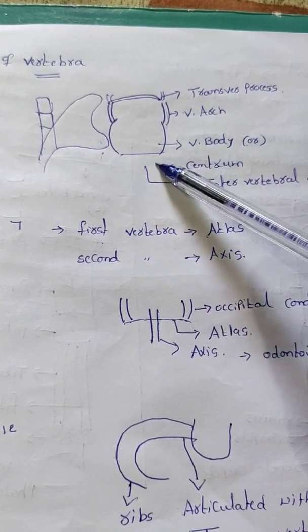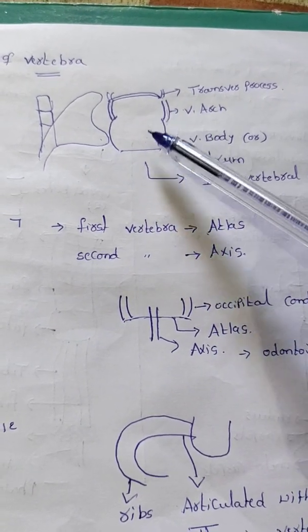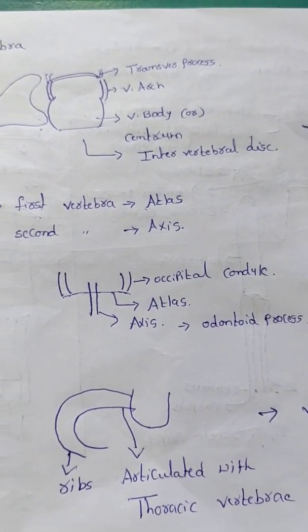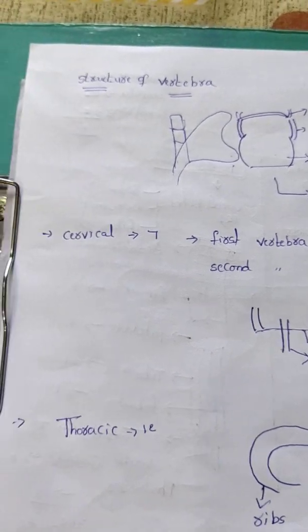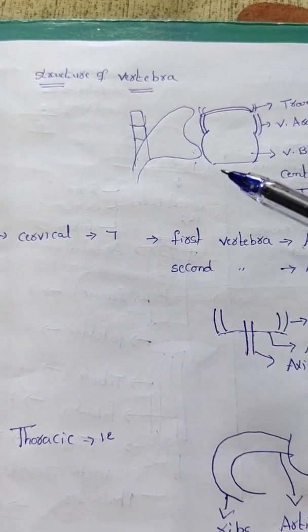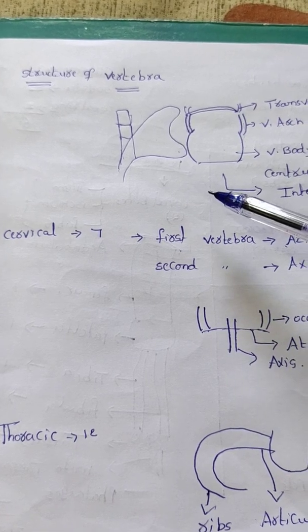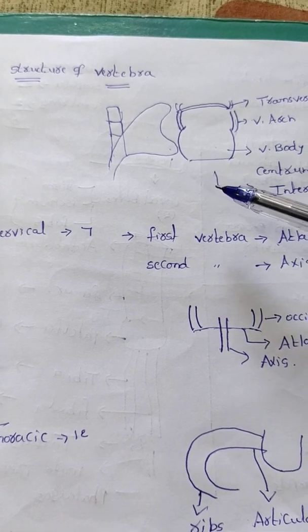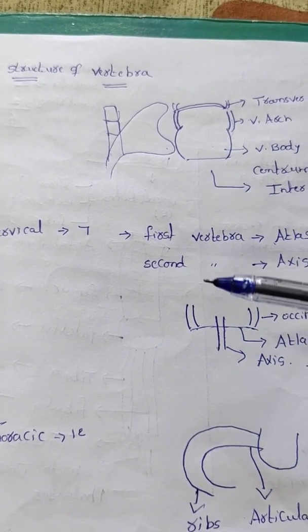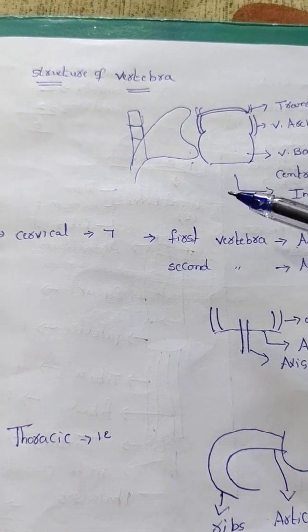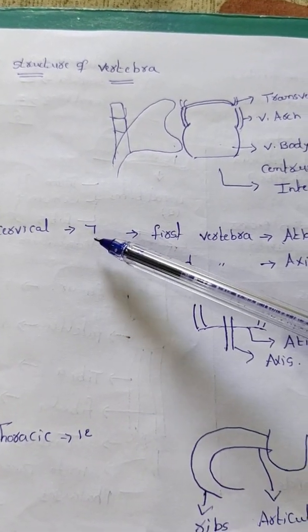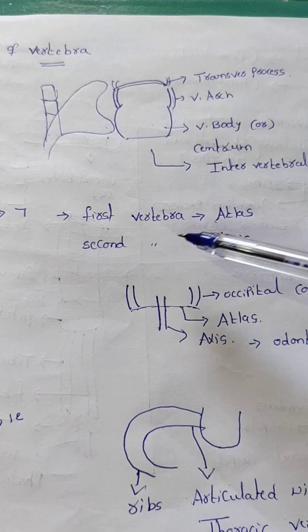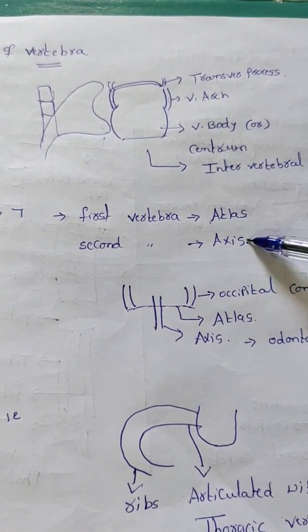Between the ribs, this is another vertebra, another vertebra. Between the vertebrae, this is called the intervertebral disc. Now last class I already said there are 5 types of vertebrae present: cervical, thoracic, lumbar, sacral and coccygeal. Among the 5, the strongest vertebra is the lumbar vertebra and it is the largest one. Cervical, how many vertebrae are present? 7 vertebrae. In that, the first vertebra is called the atlas and the second vertebra is called the axis.